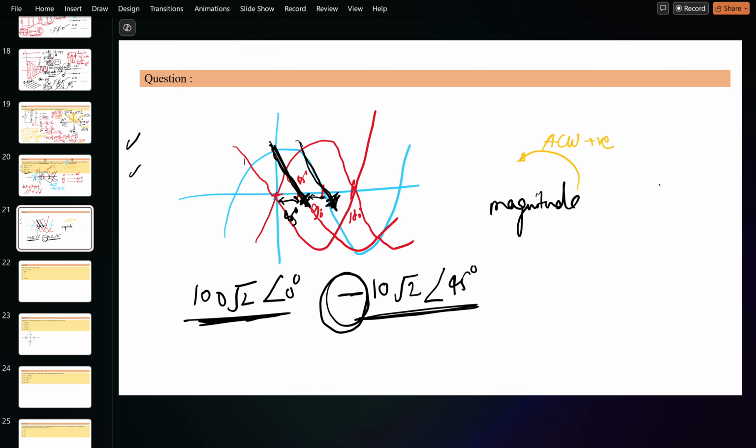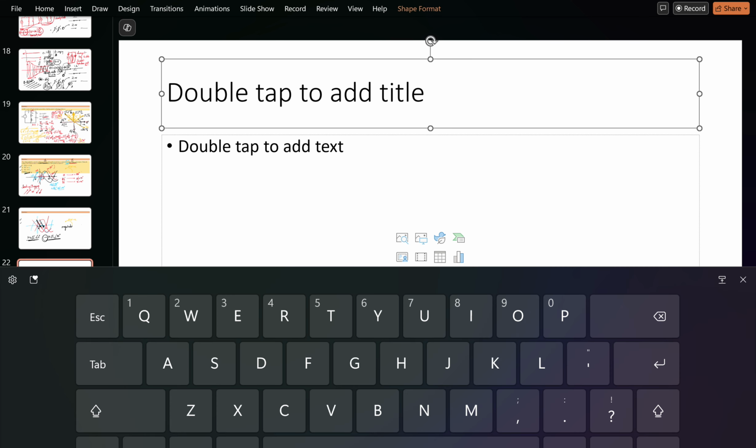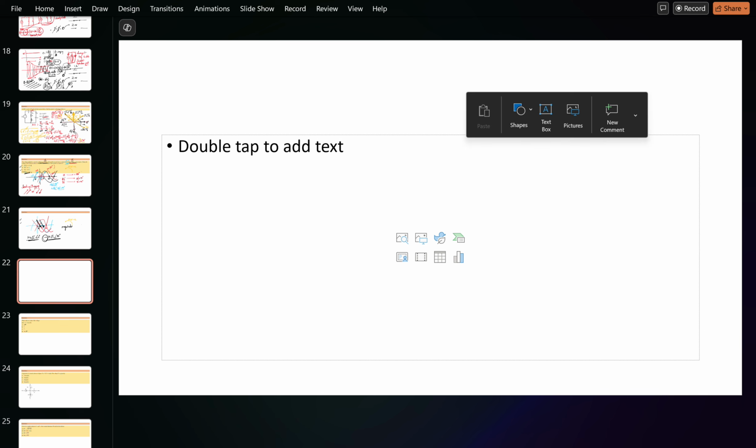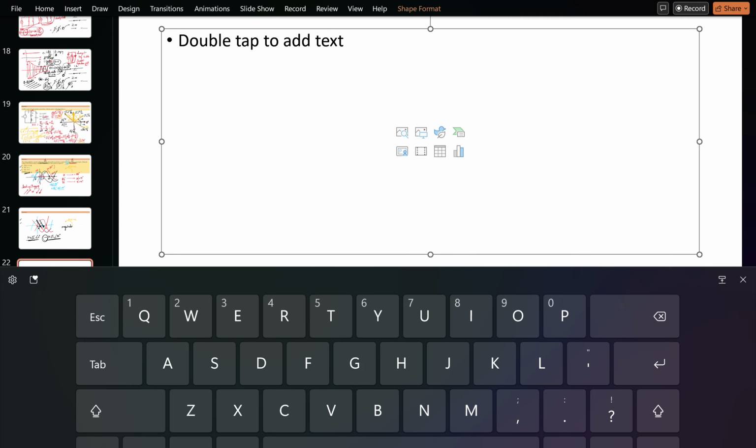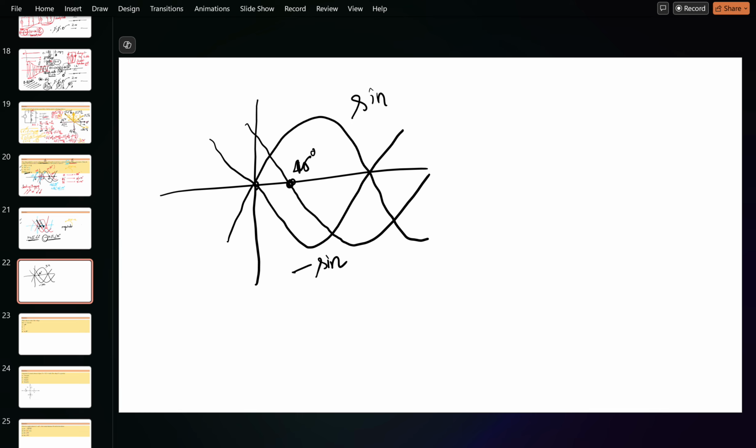Getting my point? Let me explain this part again. What I have told is that this was the sine curve. What will be the minus sine curve? Minus sine curve will look something like this. This will be minus sine. How will minus sine plus 45 degrees look? Minus sine with 45 degrees will look something like this. This was the 45 degrees, and this is the 0 degree.